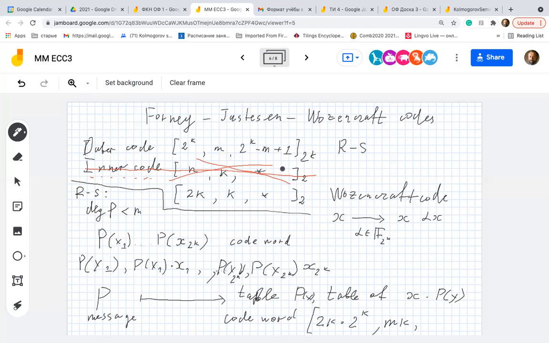distance can be calculated, but it's not an easy task, because to calculate the distance, we need to understand what's the distance for each of these alphas. And we should add 2 to the k minus m plus 1, so to say, worst distances of Wozencraft codes, because in the worst case, all the errors in Reed-Solomon, all the wrong blocks will correspond to those alpha for which the distance of the Wozencraft code is the least.